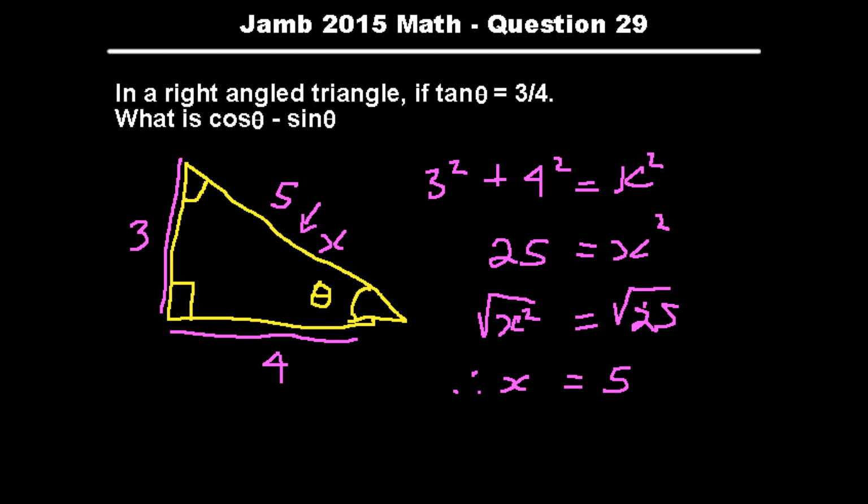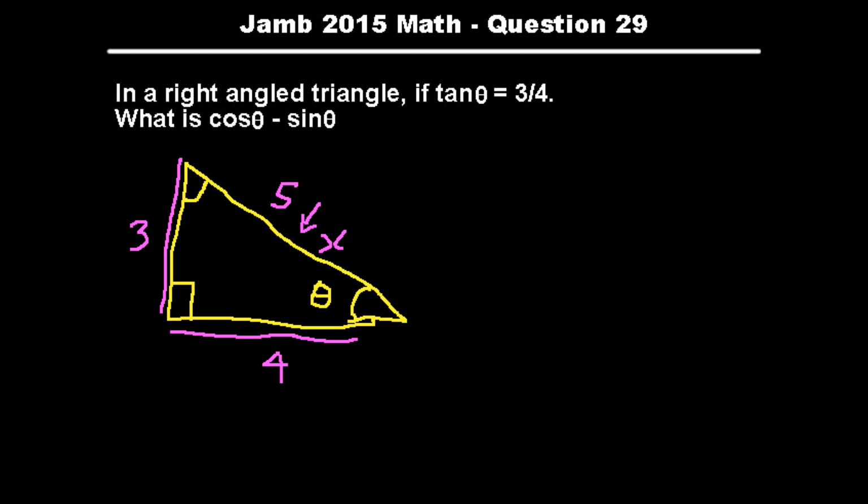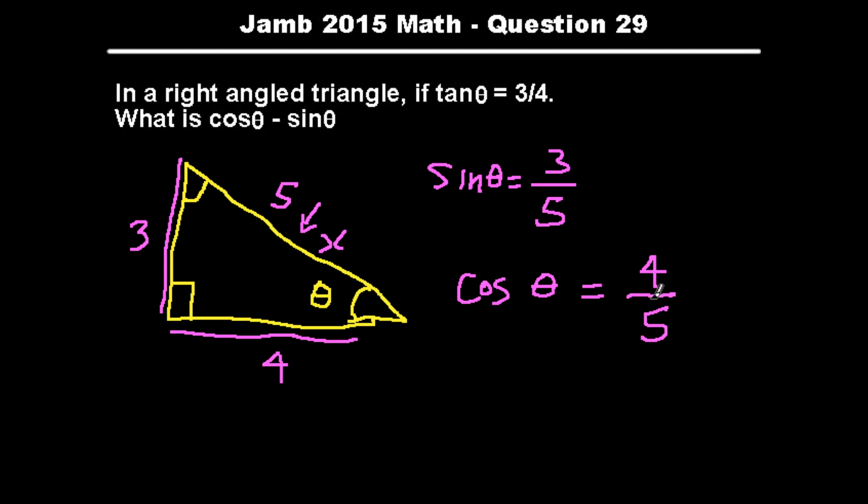So what is the definition of the sine? Well, the sine of theta is the opposite side. Again, we know opposite is 3 over the hypotenuse, and the hypotenuse we now know is 5. So sine of theta is equal to 3 over 5. And cosine of theta, by definition, is the adjacent, which is 4, over the hypotenuse, which is 5.